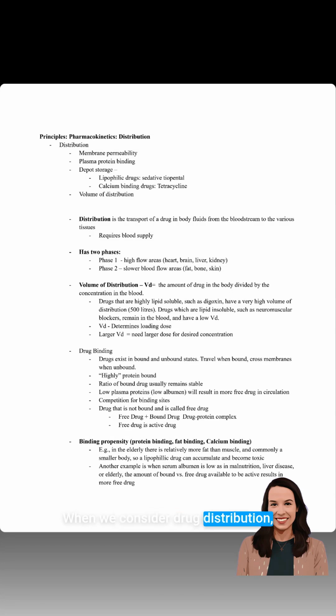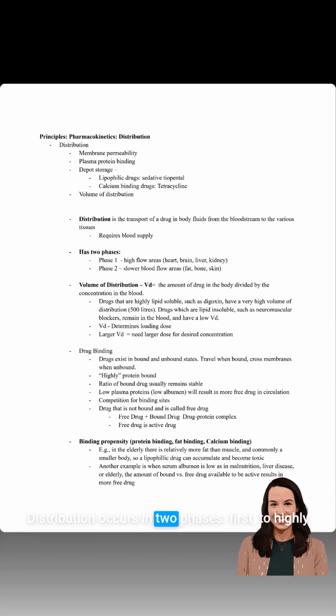When we consider drug distribution, several factors come into play. Once in the bloodstream, drugs must cross various membrane barriers to reach their target tissues. Plasma protein binding is particularly important. When drugs bind to proteins like albumin, they can't leave the bloodstream to act on tissues. The volume of distribution helps us understand how widely a drug spreads throughout the body.